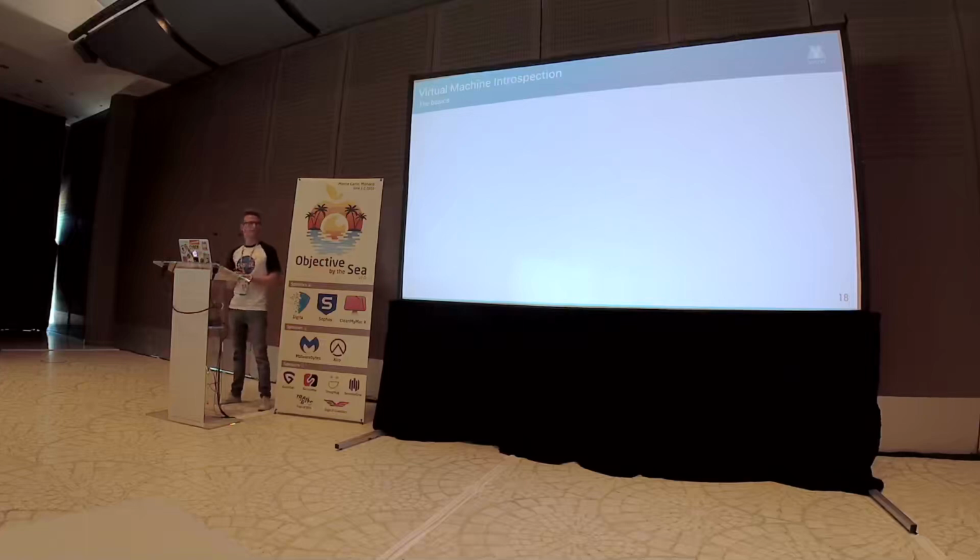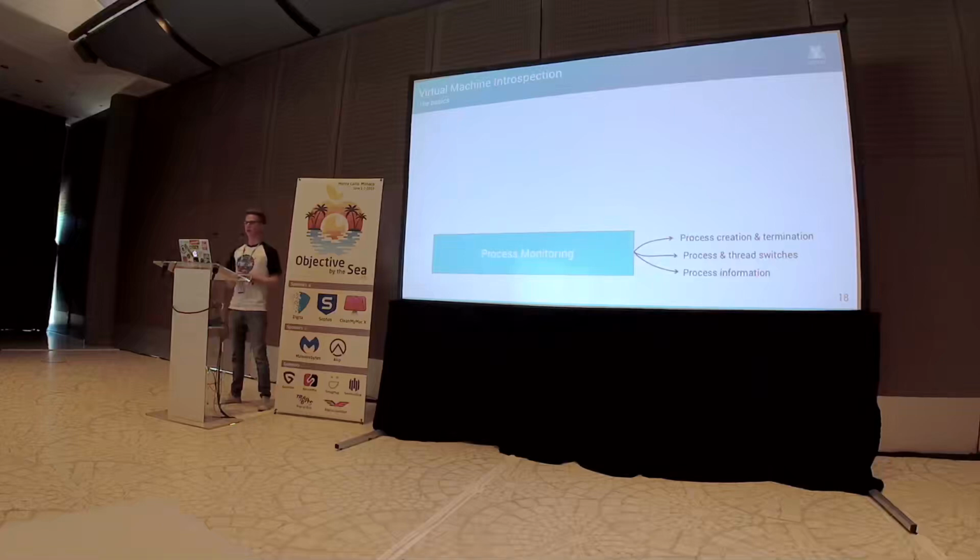Now, one of the first things that you want to monitor are processes. If you have suspended execution, you want to know what process is currently running. For this, you need to know the internal kernel structures. You need to know where the kernel stores the pointer to the current process. You need to know how the process structs internally are laid out, where to get the process ID, where to get the process name, and so on.